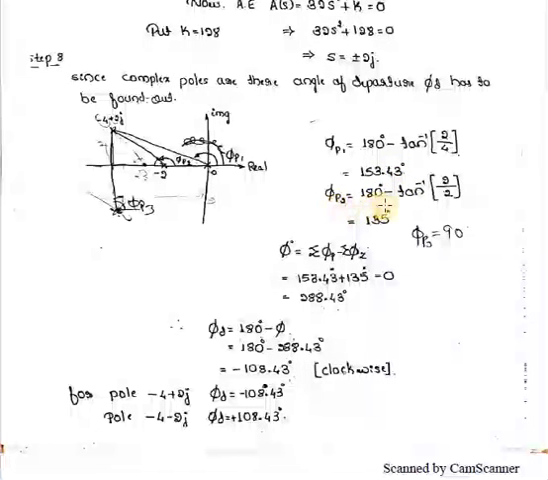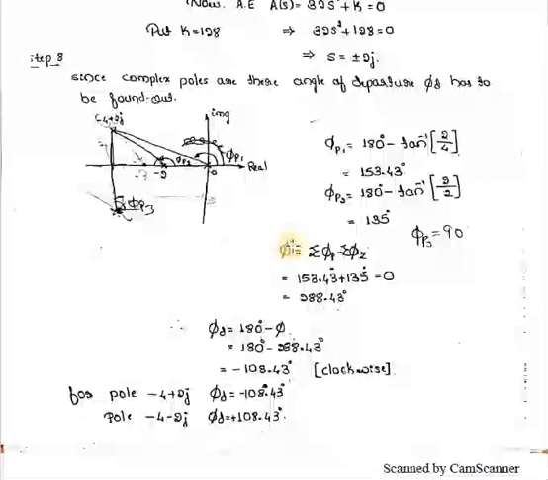Similarly phi p2 will be 180 degree minus tan inverse of 2 by 2. Here this is 2 and this is 2. Okay, we will get it as 135 degree. Then phi p3 is 90 degree.